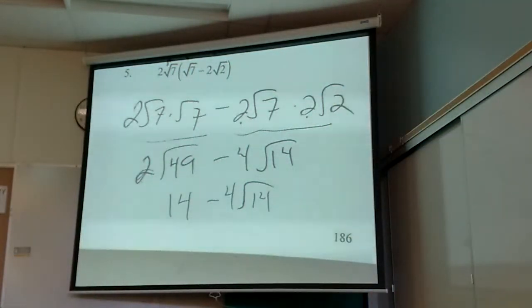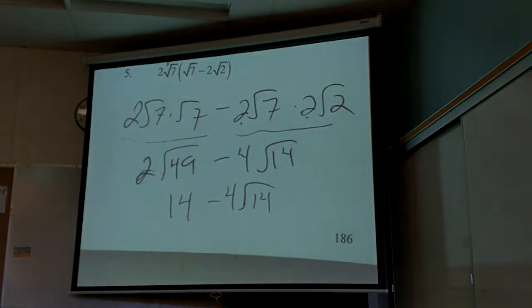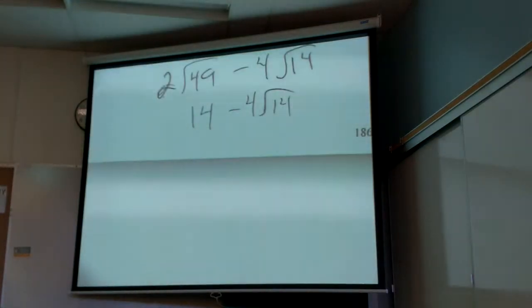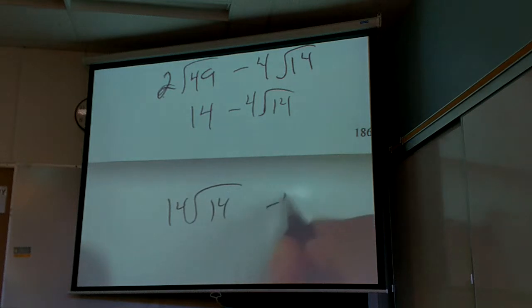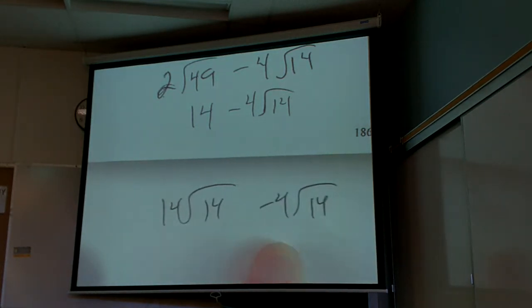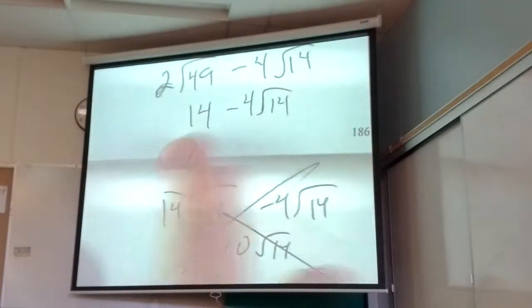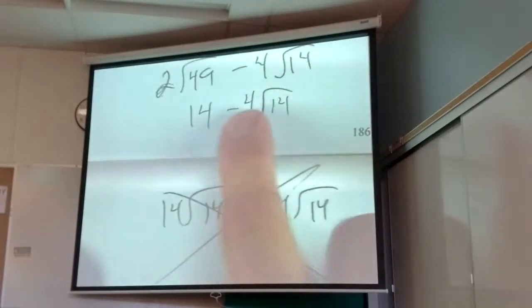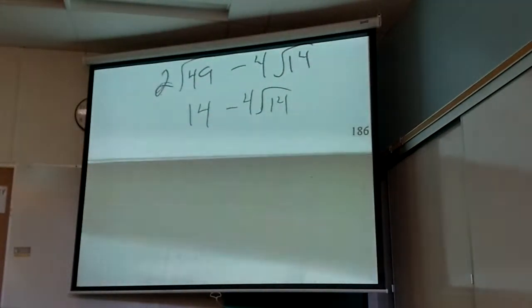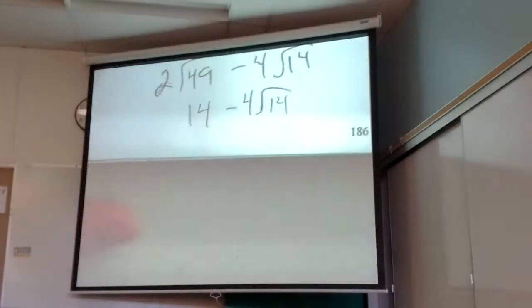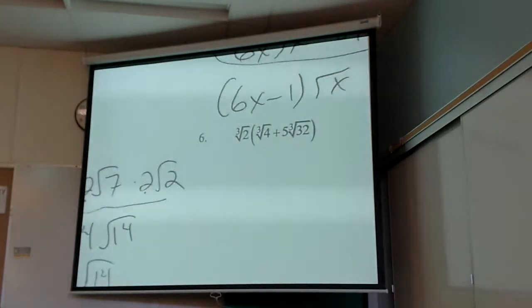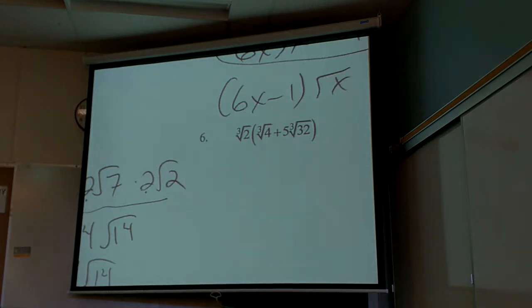If it would have been this, I would have been able to do something. If that would have been 14 rad 14 minus 4 rad 14, now I can do something. You've got 14 of these minus 4 of these. That would be 10 rad 14. But that is not what that is. So this is not like terms. I understand your brain is like, that's 10, come on, just put 10. You just tell your brain, stop trying to mess me up. All right, thank you for that, sorry. So do number 6, and maybe finish it all the way up.